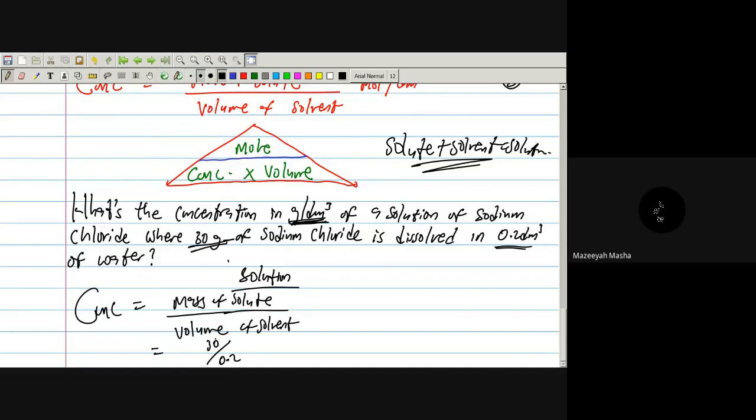Do we have to change the units? No, it's fine. Dm cube is matching. So what you will do here is multiply both up and down by 10. That gives me 300 divided by 2. 2 in 30 will give me 15, so my answer is 150 gram per dm cube. Do you see that? Simple as that. Very, very simple.